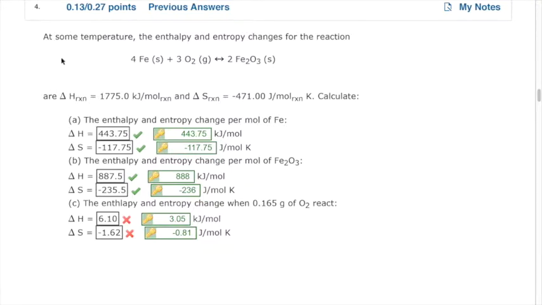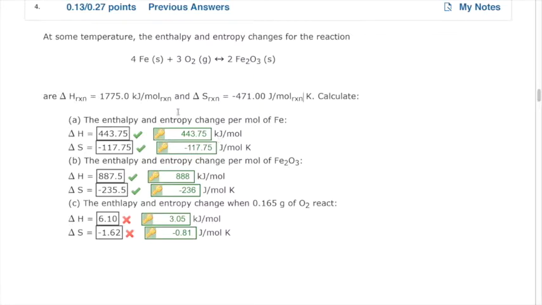Okay, so at some temperature, the enthalpy and entropy changes for the reaction are given here. So we know the enthalpy delta H and the entropy delta S change per mole reaction. We know it's per mole. Generally, when you have reaction as a subscript here, it means per mole reaction, but we can also confirm that because we have mole given in the unit in both cases. So A and B ask us for the enthalpy and entropy change per mole of iron, a reactant, and iron 3 oxide, a product.